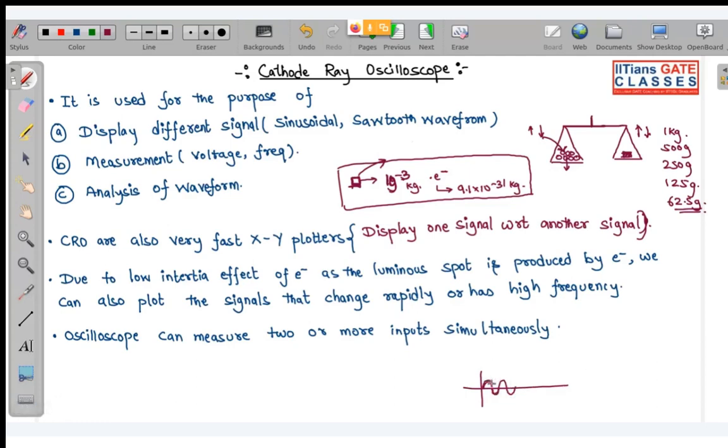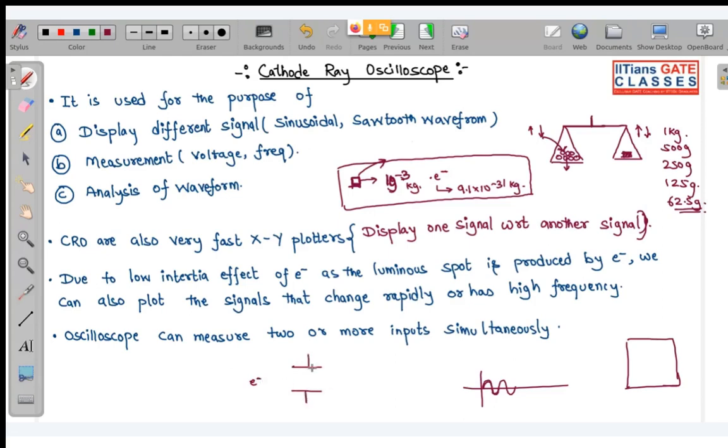So even the corresponding energy that is being supplied to the electron, which is hitting the screen where the signal is going to be plotted, is also going to change very fast. Basically, a ray of electrons passes through some plates, and these plates are going to deflect it.